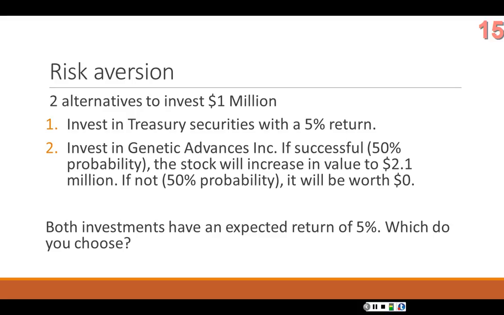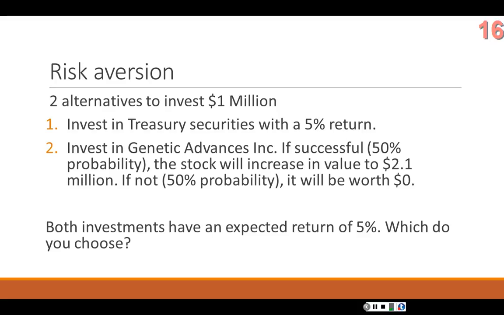So which do you choose? If you choose the less risky investment, the Treasury security, then you're risk averse. Studies show that most investors are risk averse with regard to their serious money. So with the money that they're going to use to buy groceries or to pay the rent, they're not going to gamble with this money. You only gamble with your extra money that is not required for your survival.